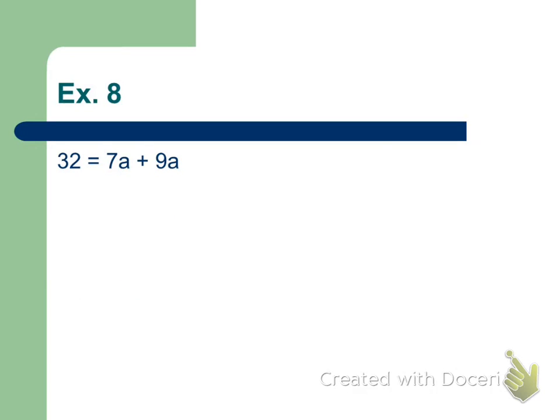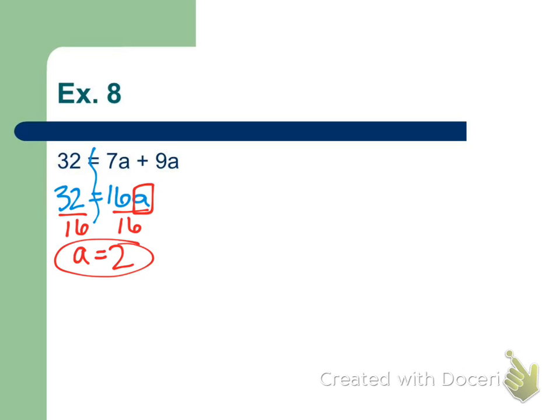Alright, number 8. Any volunteers? Jamal? We're gonna add 9a and 7a, and what do we get when we do that? 16a. 32 equals 16a when we add those. And then what would happen next? Divide by 16 on the other side. Very good. And a equals 2. Wonderful. Combine like terms and then divide on both sides.